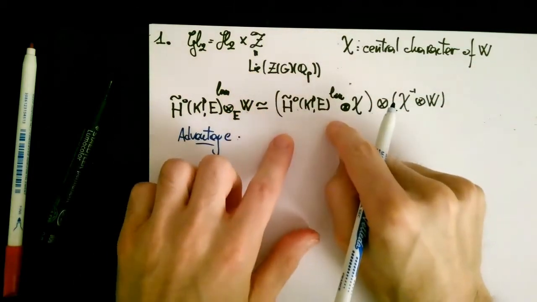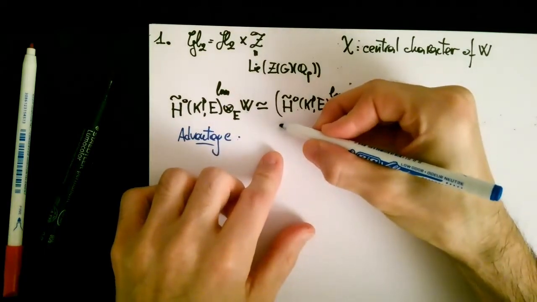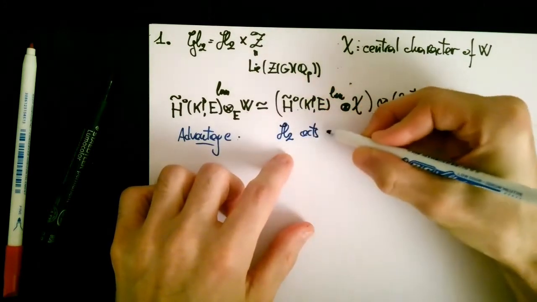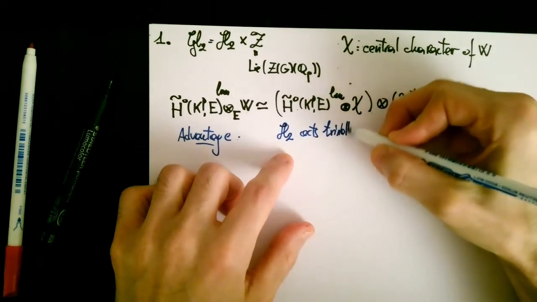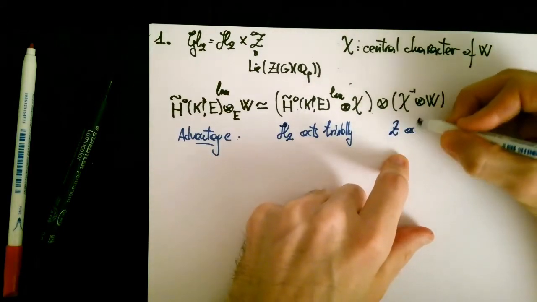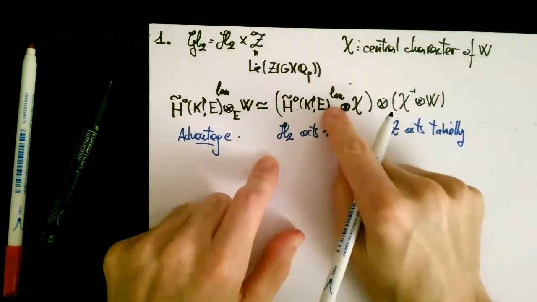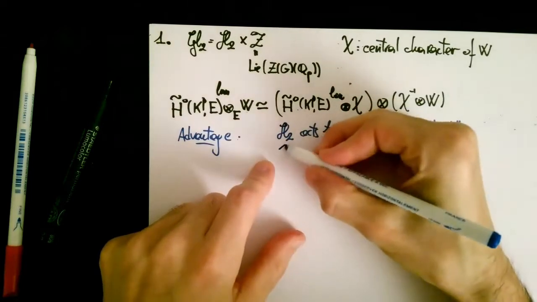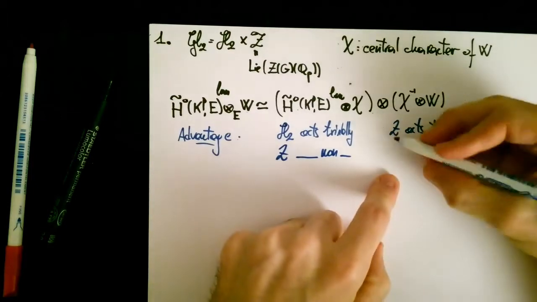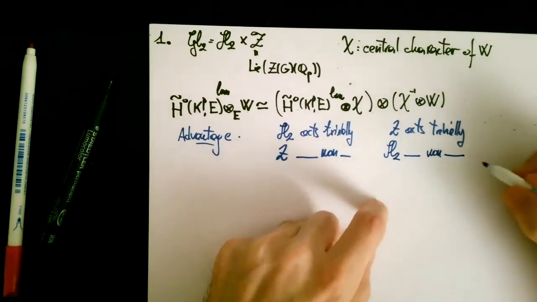Here, the Lie algebra of SL2 acts trivially. So we will see why in a second. So here, SL2 acts trivially. Here, the center acts trivially, Z acts trivially. Here, the center acts non-trivially, Z acts non-trivially. And here, SL2 acts non-trivially.